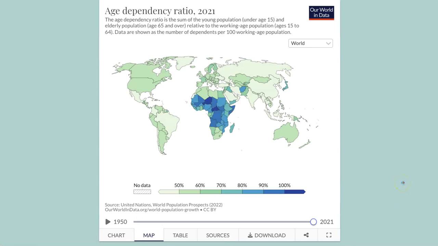Alright, so this is the age dependency ratio, and the darker color means there is a larger proportion of the younger generation under 14 years old or those 65 years old or older. And we can see that many of the African countries have a larger age dependency ratio, because they have a very large proportion of children compared with the other countries.